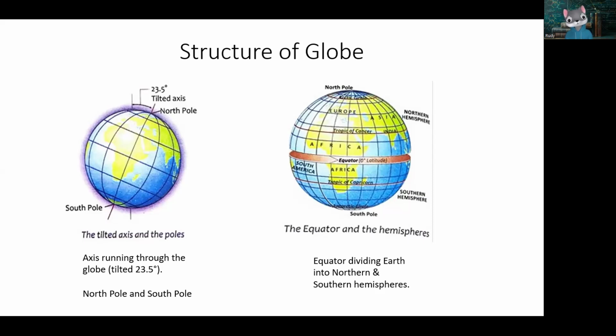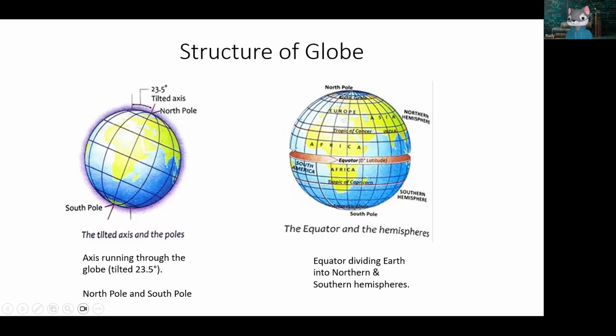Now here we can see the equator. Here we can see these lines. What do the lines mean? We will learn right now. Firstly, this is the equator that divides the Earth into half, making the hemispheres. Now, this is the northern side and this is the southern side.